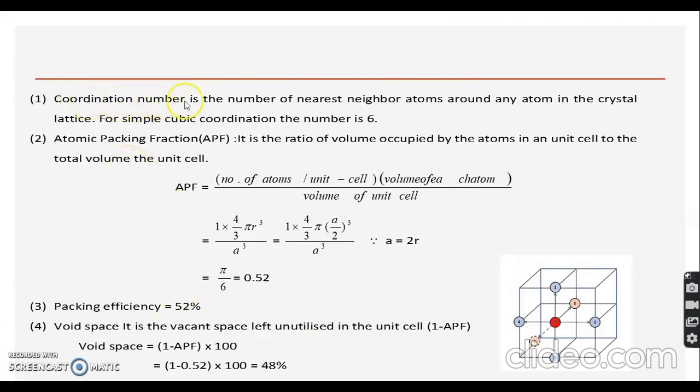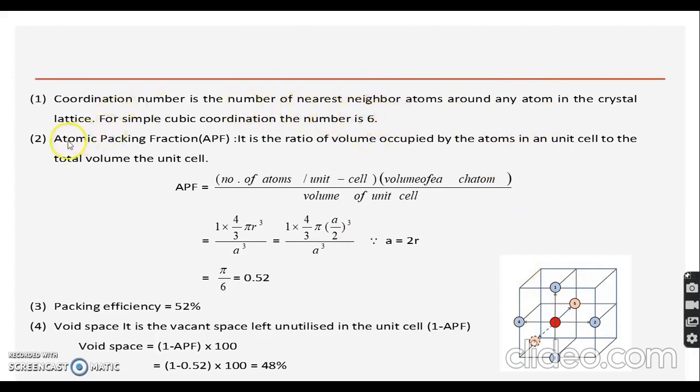Next we go to coordination number for simple cubic. Coordination number is the number of nearest neighboring atoms around any atom in the crystal lattice. For simple cubic this number is 6. Can we have a look here? If we take this atom, we have 1, 2, 3, 4, 5, 6, or maybe we can take any corner. So you'll have 1 here, 2 here, 3 here, 4 here, 5 here and 6 here. So each corner atom will be surrounded by 6 nearest neighbors of its own kind.